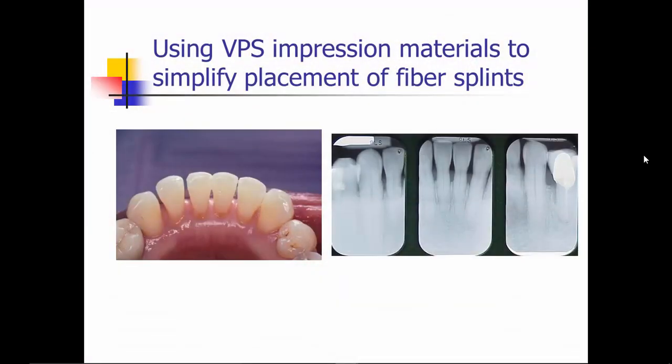I'm also using VPS impression materials to simplify placement of fiber splints. And for this case, we have periodontally compromised mandibular anterior teeth, and I'm going to fabricate a ribbon periodontal splint.